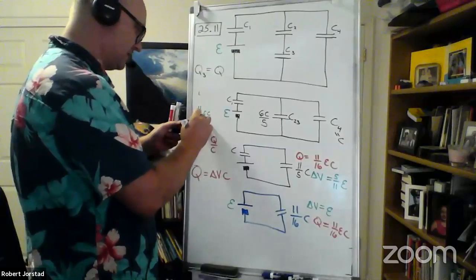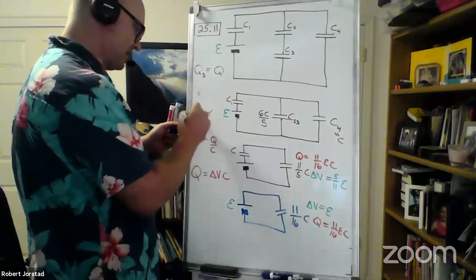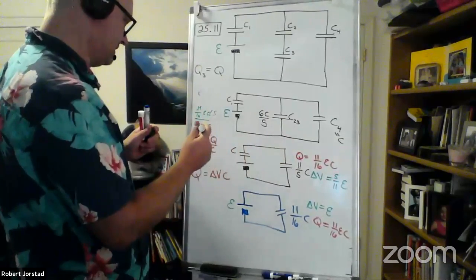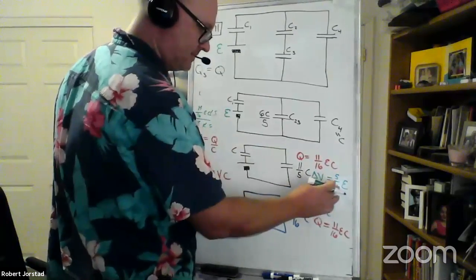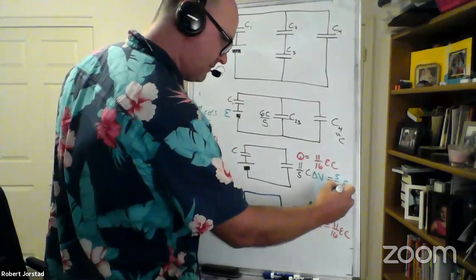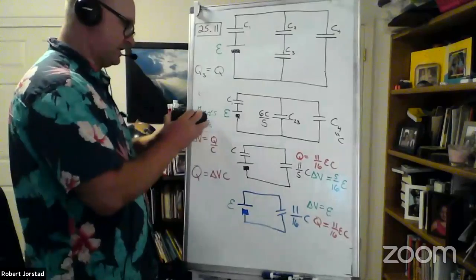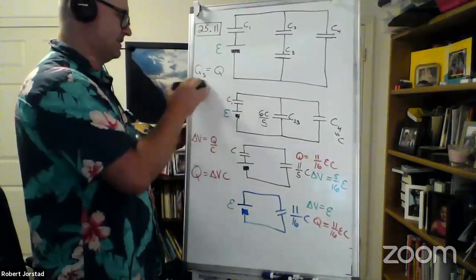11/16 EC over 11/5 C. The C's drop, the 11s drop, times it by 5 on the top and the bottom. Yeah, I got, oh, wait a minute. It should be 5/16, shouldn't it? Is that right? I screwed up. I'm glad I checked that. Moral of the story, don't trust your brain. But you figured that out by now.